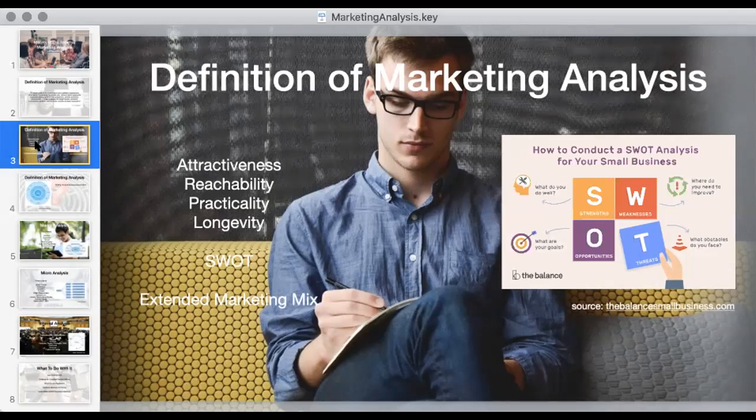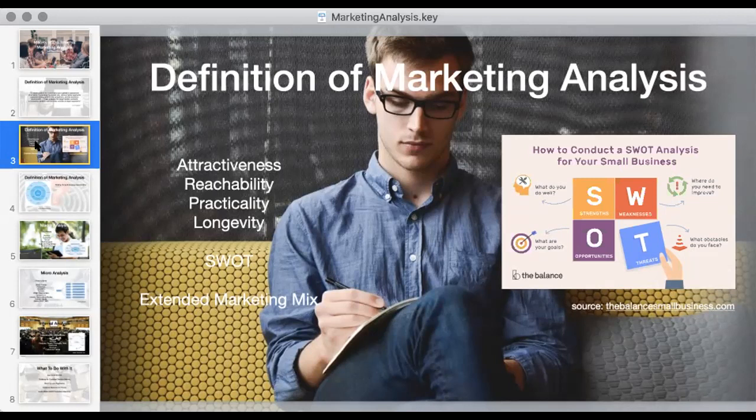So attractiveness, in other words, how attractive is a market or the context of a particular sector to us as an organization? So we need to conduct an analysis that rates, if you like, how attractive a market might be to us. We also need to look at reachability.